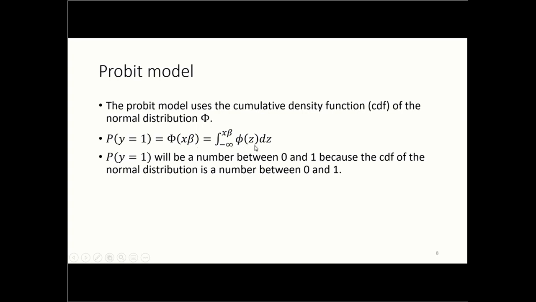The CDF of the normal distribution also has this expression. But the nice property of using the CDF is that given any number from minus infinity to plus infinity, this phi function would transform it to a number that is between 0 and 1. And this is important because we have a probability of y equals 1, so we need a number that is between 0 and 1. That's what the CDF of the normal distribution does. And so, for the Probit model, we have the probability of y equals 1 equals the CDF of the normal distribution of x beta. And that's what a Probit model looks like.